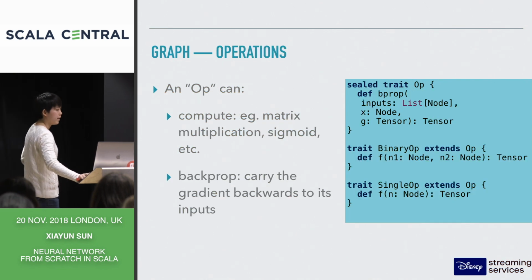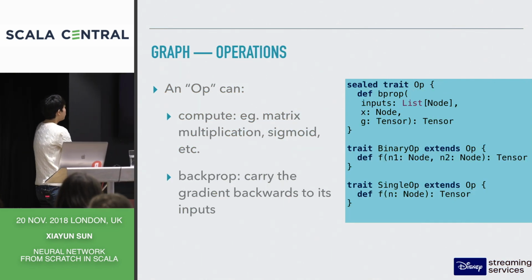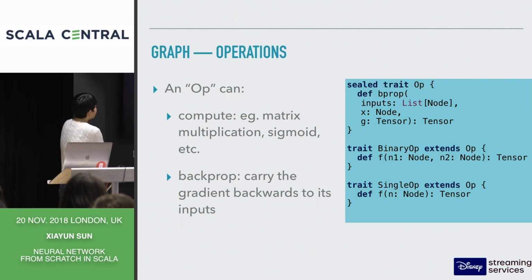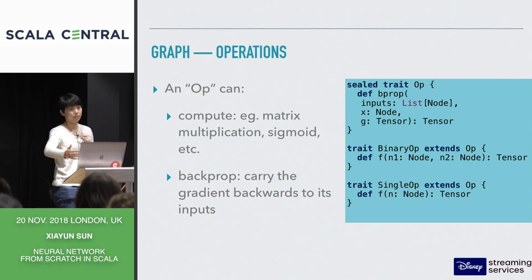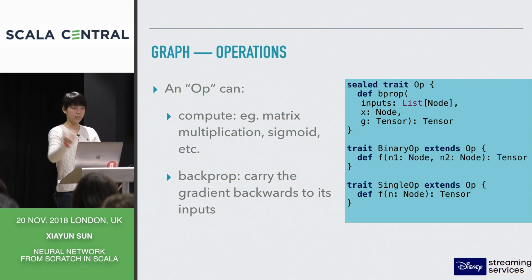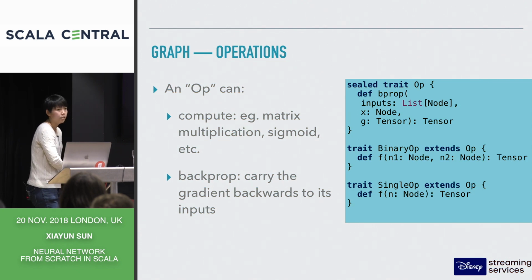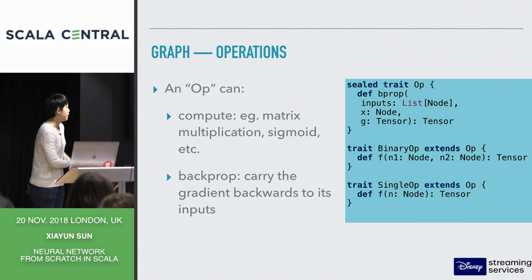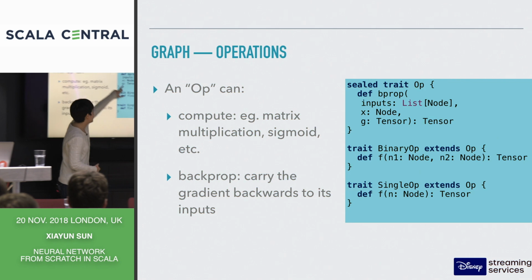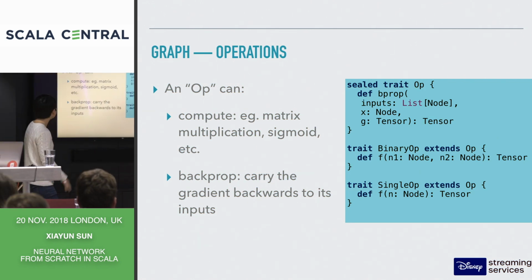Okay. Now, for operations, you need to have a forward computation. So, for example, for plus, you need to know how to add the two numbers together. You also need to have a backward computation. You need to know how to carry the gradient back to your inputs. So you need to have a backprop. You have f, where f is the forward. It's bad naming, but yeah.